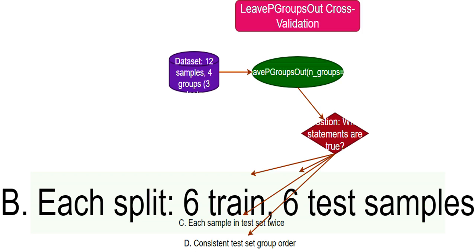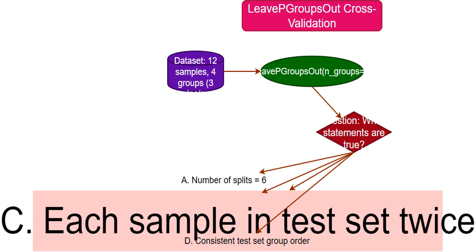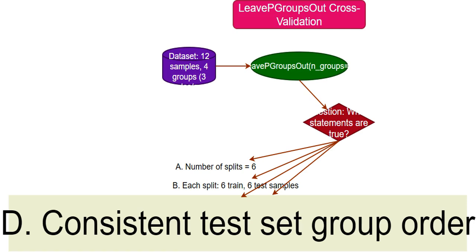This statement is true. I'm evaluating whether every sample appears in the test set exactly twice. Since we have 6 unique ways to choose 2 groups, and every sample belongs to a group and every group is included in exactly 2 test sets, then every sample is included in exactly 2 test sets. This statement is also true. The LeavePGroupsOut function doesn't guarantee any specific order when selecting groups for testing. It just makes sure I have all the possible combinations.